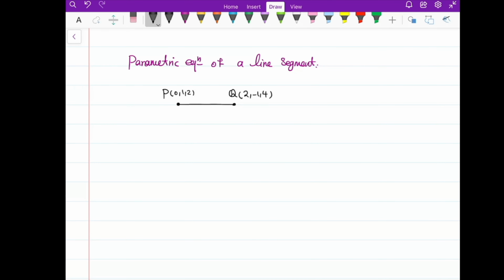Now let's look at the last one, which is the parametric equation of a line segment. And what is a line segment? Just assume that we have part of a line from P with the coordinates 0, 1, 2 to Q with the coordinates 2, -1, and 4. Okay, now to write the line segment, let's look at the equation of a line.